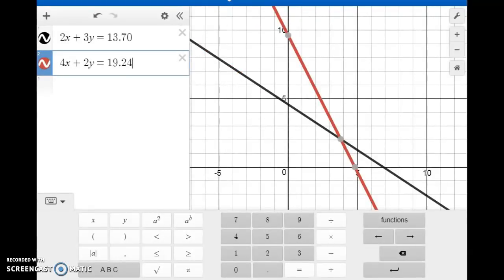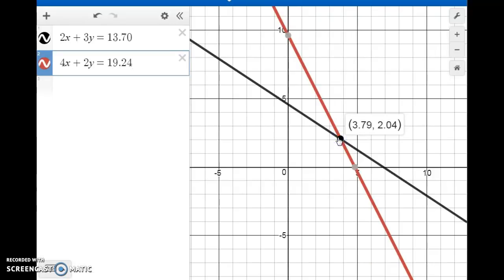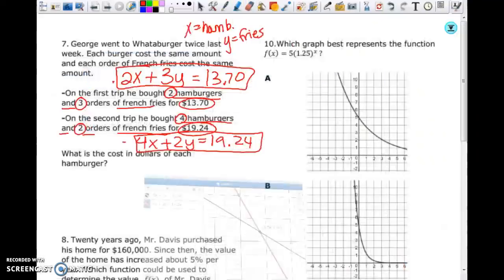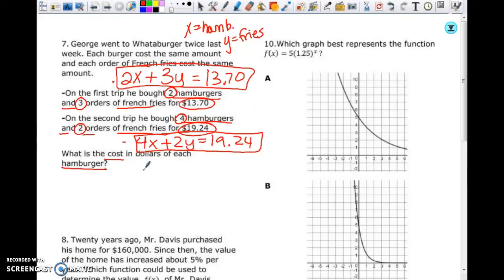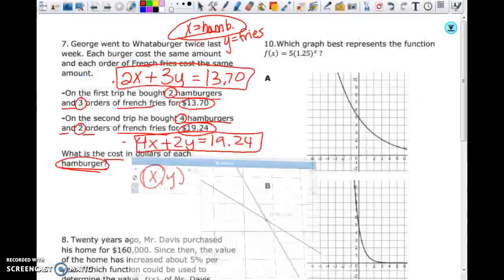Okay, so I went ahead and put them in Desmos. Remember, when you have your 2 equations, you're looking for where they intersect. We're trying to figure out the cost of a hamburger. You get your solution, it's going to be X comma Y. You're looking for hamburger. So what did we say hamburger was? The X. So whatever you got for your intersection, go on ahead.